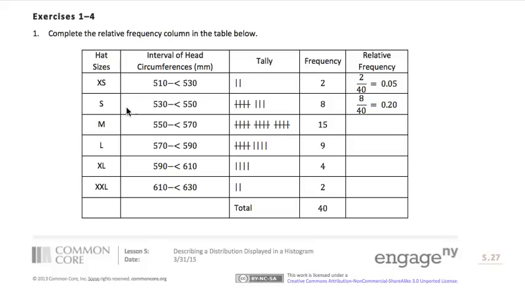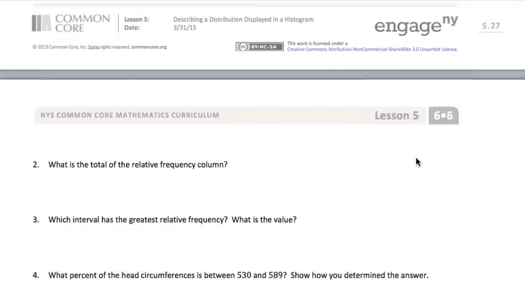The same thing was already done with the small hats. There were 8 people needing a small out of a total of 40. And when we simplified and turned it into a decimal, we got 20/100ths. When we complete the relative frequency table, adding all of those decimals up should give us 1 whole. So the total of our relative frequency table is 1.